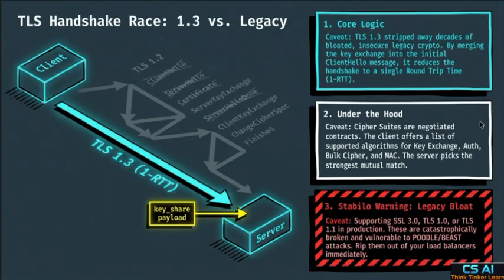Under the hood, the client and server negotiate cipher suites, a contract of algorithms for key exchange, authentication, and encryption. A word of caution: if your load balancers still support SSL3 or TLS1, you are vulnerable to legacy attacks like FREAK. Rip them out immediately. In modern production, TLS 1.2 is the floor and 1.3 is the goal.